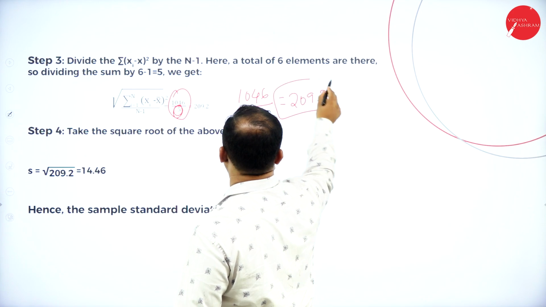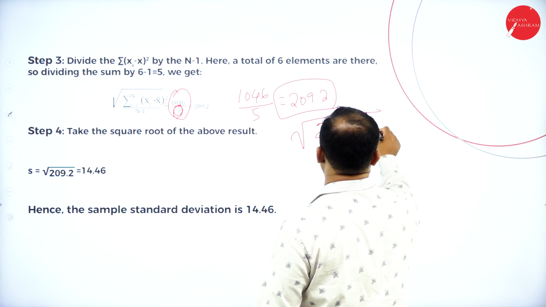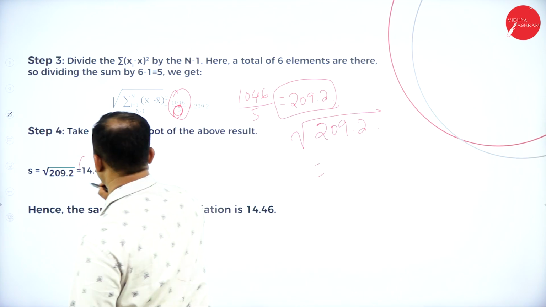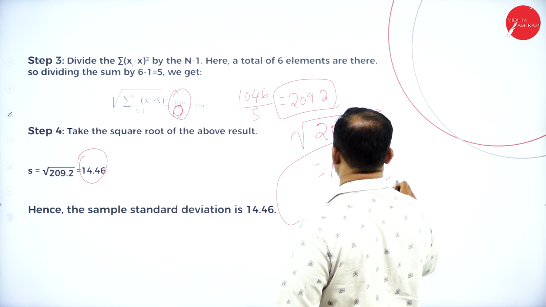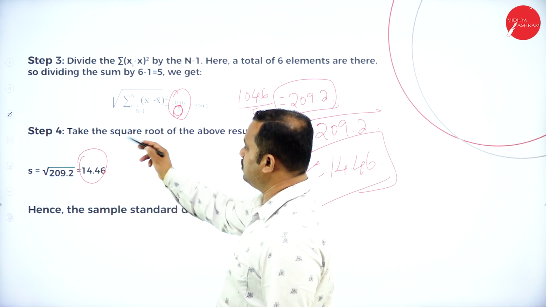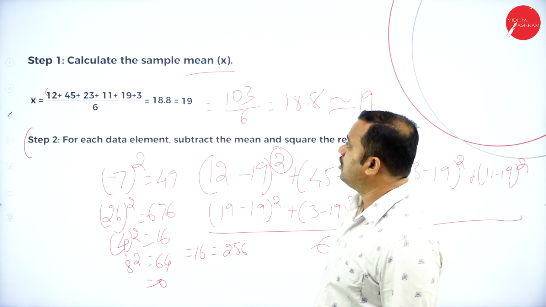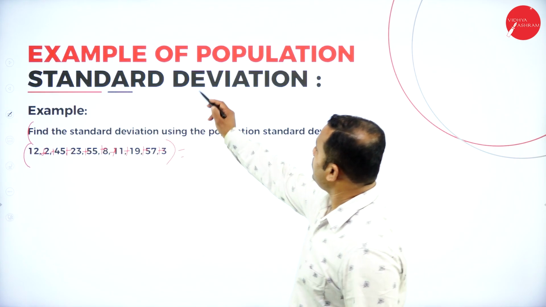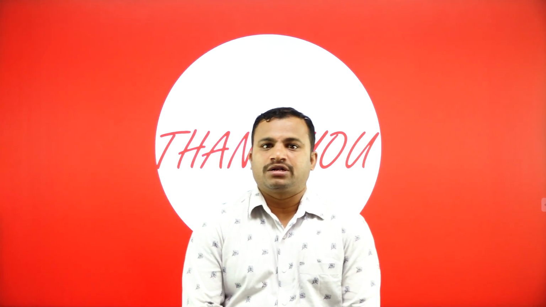You will get this value. This is the variance. If I take the square root of variance, that is 209.2, I'll get the standard deviation, which is equal to 14.46. That is the standard deviation. You will do these operations by using the method of population standard deviation. So with this, I'm going to conclude this session.